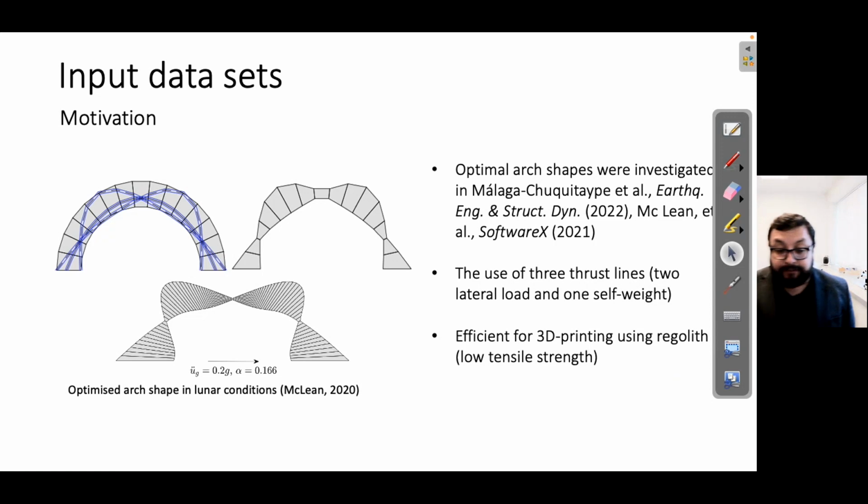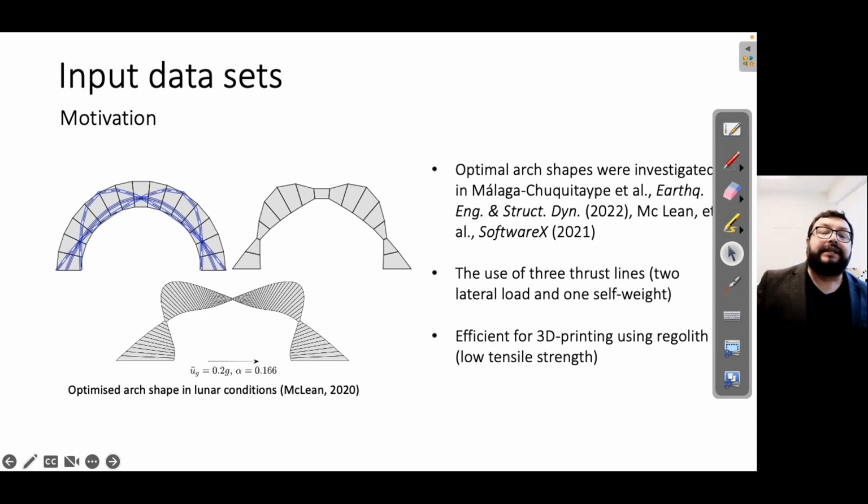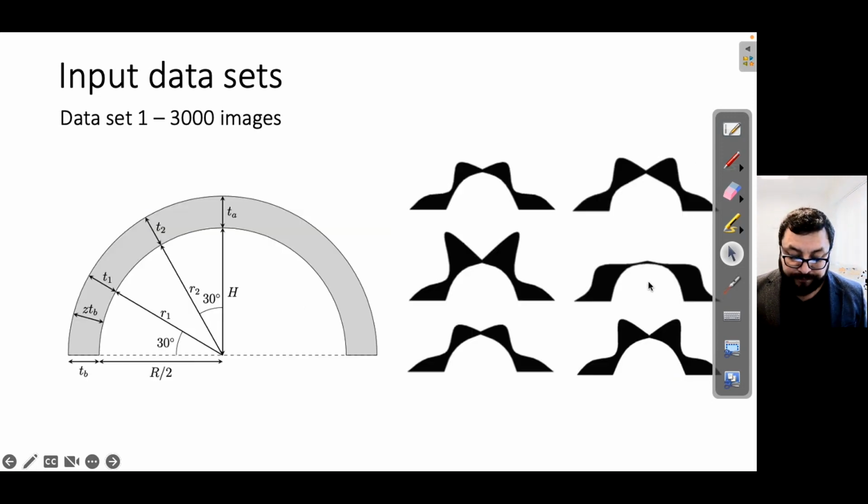So in order to train this model, we created several data sets. One important consideration was the possibility of including within our data sets those arches that we would have considered optimal if we were using just mechanistic principles and thinking, but also trying to expand the range of arches that we are looking at, just in case we may have overlooked some other potential optimal configurations.